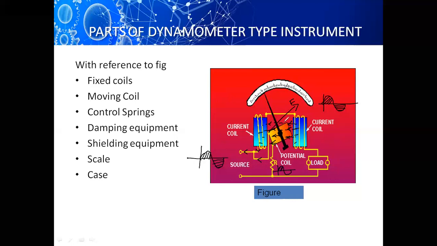Hence, we will have torque produced in the same direction. Here, in our case, it is going to be in the clockwise direction for the deflecting torque. Hence, the dynamometer type instrument can have the same direction torque for both positive and negative alternation of the supply or the source. Hence, they are capable of measuring AC currents also, AC quantities also. Hope this is clear.